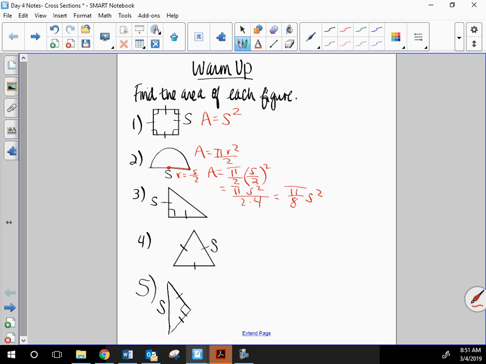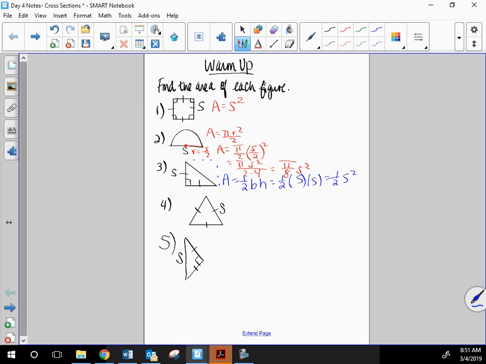Number 3 actually isn't too difficult. What's the formula for area of a triangle? Good. 1/2 base times height. What is my base here? What's my height? So we have 1/2 s squared. Also, isn't this just half of the square? So my area of the square is s squared. When one of my legs is the side, then it's just half of that. Okay, equilateral triangle required quite a bit more work.